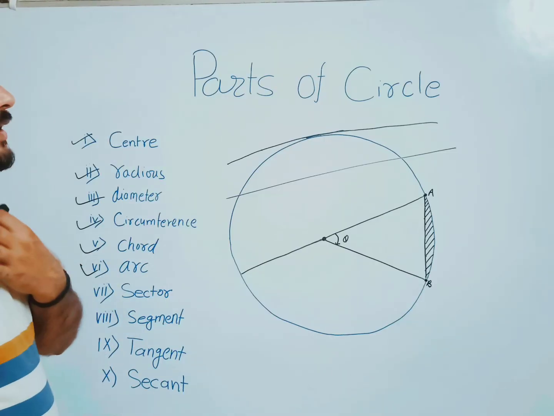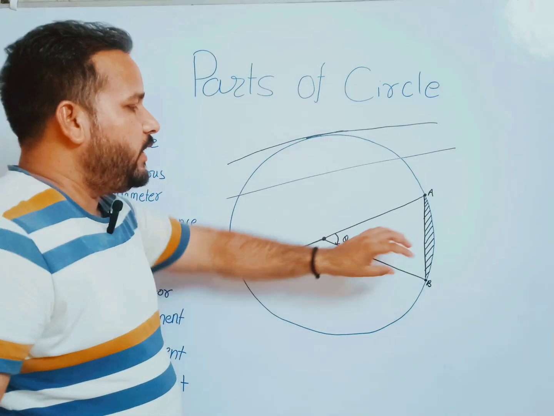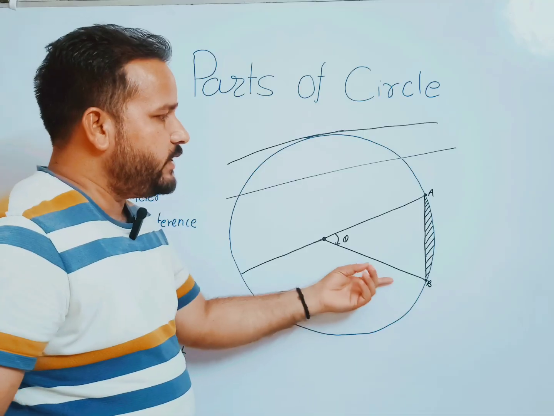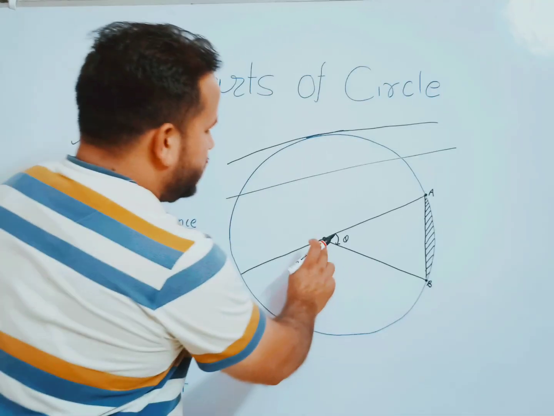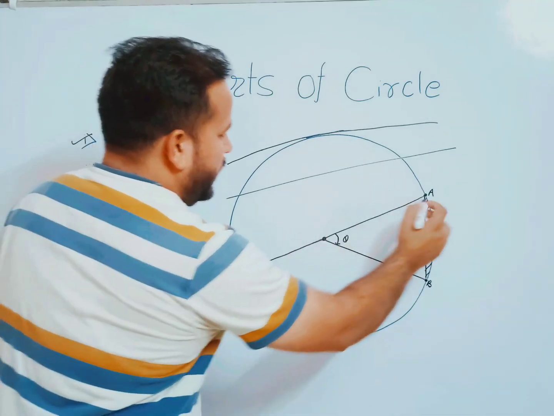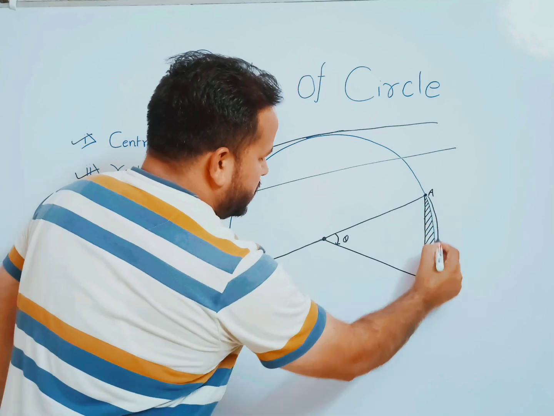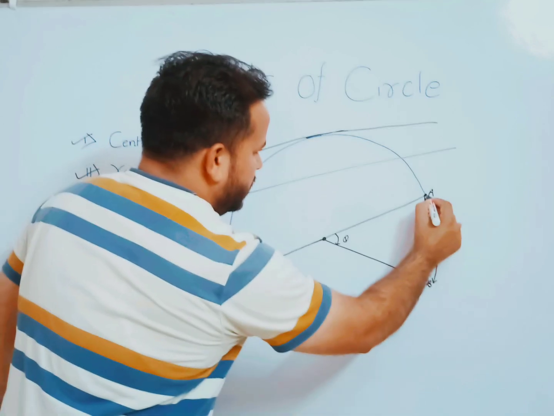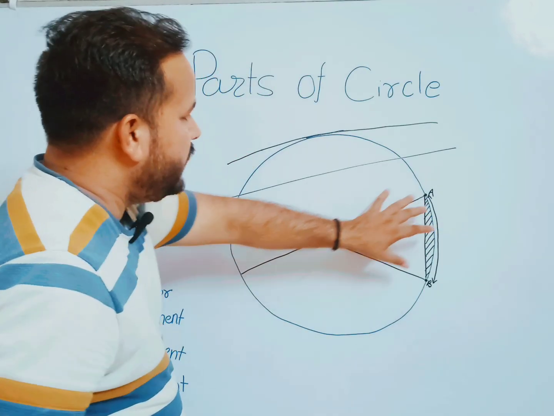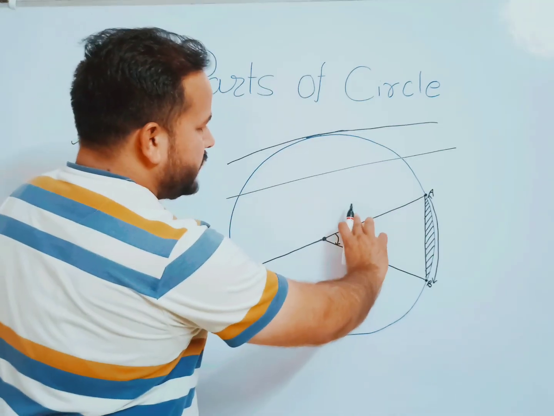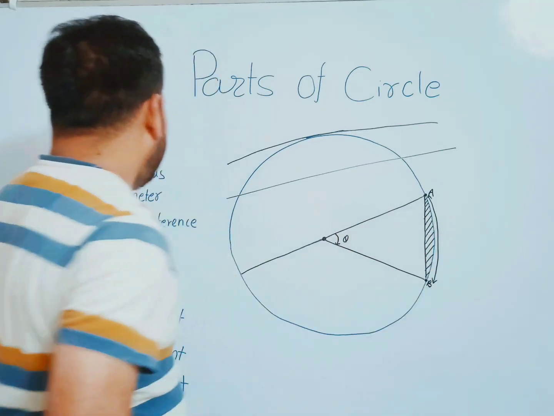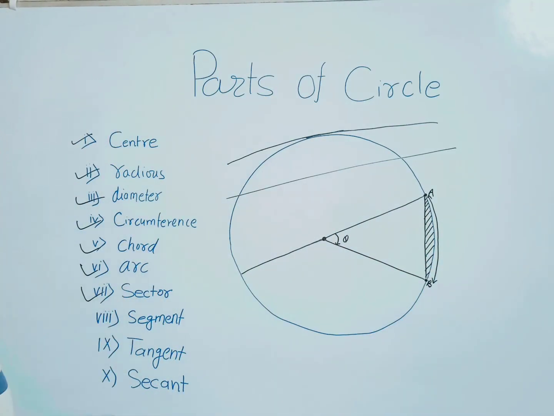Sector. Sector is the area covered by the two radius and the arc. This is one radius, this is another radius, and this circumference length is called arc, and the area covered by two radius and arc is called sector.